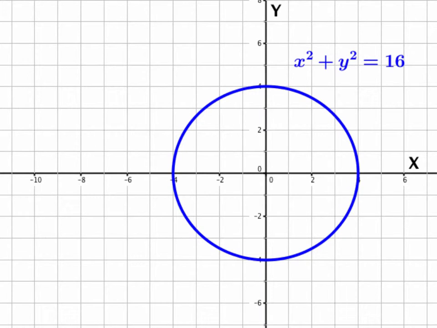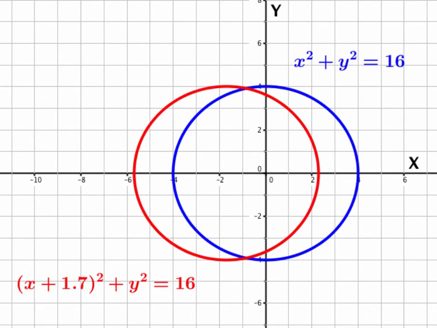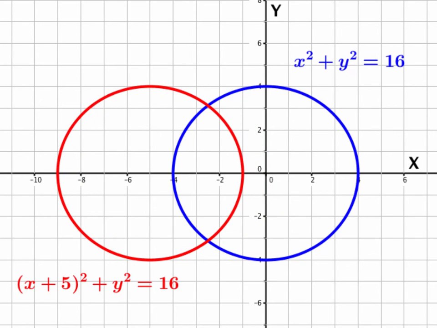Here's the equation x squared plus y squared equals 16, and the graph that goes along with it. It happens to be a circle. Now, if we wanted to graph (x plus 5) squared plus y squared equals 16, well, the only difference between these equations is that we've replaced the x in our original equation with an x plus 5. So, replacing the x with an x plus 5 should have the effect of shifting our graph exactly 5 units to the left.